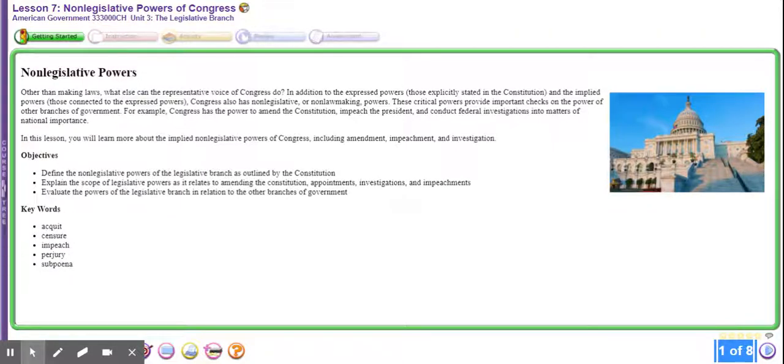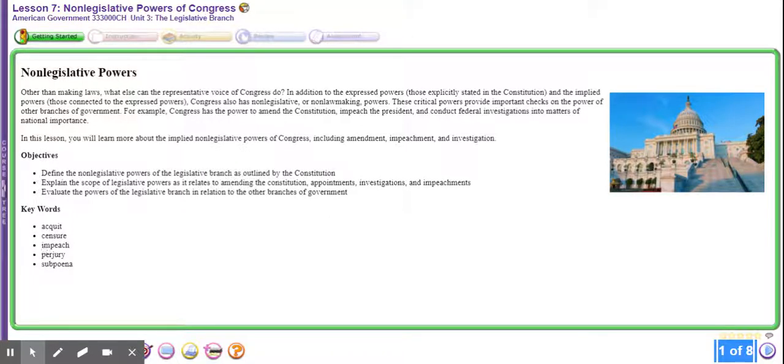For example, Congress has the power to amend the Constitution, impeach the president, conduct federal investigation into matters of national importance, that sort of thing. In this lesson, we're going to talk about the implied non-legislative, non-lawmaking powers of Congress, including amendment, impeachment, and investigation. Okay, so here are some key words: acquit, censure, impeach, perjury, subpoena.